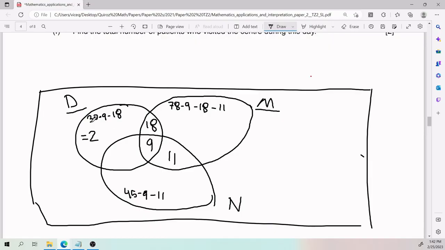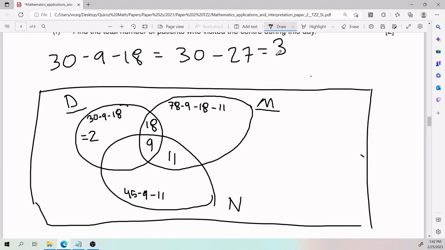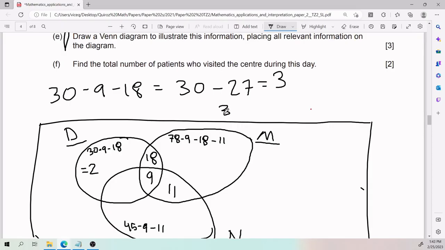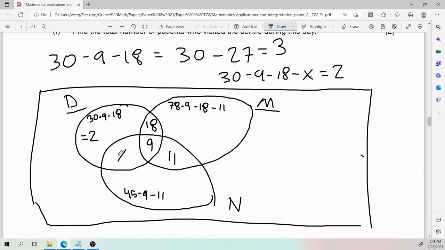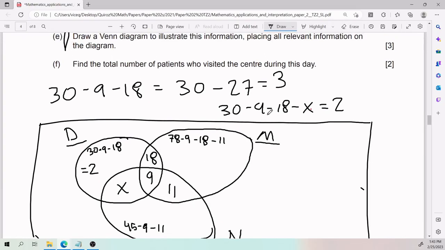So 30 minus 9 minus 18, does that equal 2? Let's find out. 30 minus 9 minus 18 is the same as writing 30 minus 27 equals 3. If I'm missing 1 to reach that 2, I can say it's 30 minus 9 minus 18 minus something that has to give me 2. What is that something? It is this guy here, and that has to be equal to 1.